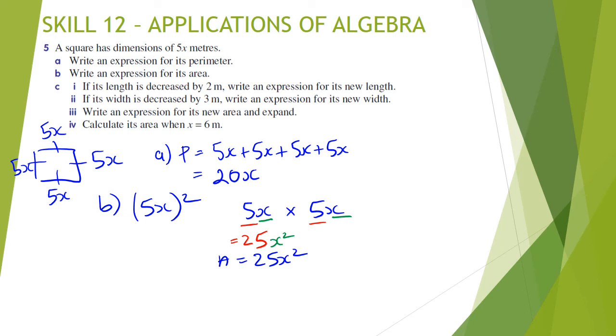Part C, part 1. If the length is decreased by 2 meters, write an expression for its new length. So the length is decreased by 2 meters. If we're decreasing, we are subtracting 2 meters. So the length at the moment is 5x and we need to subtract 2. So that's our new length.